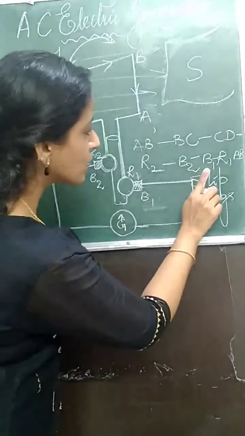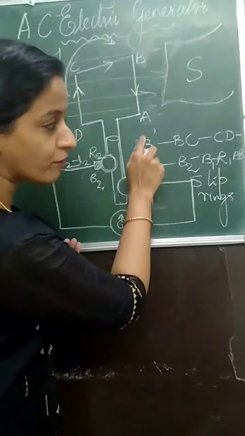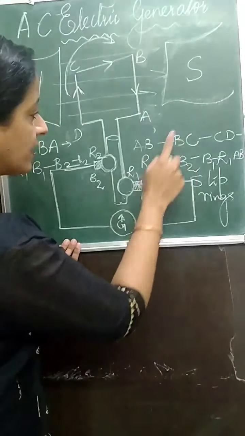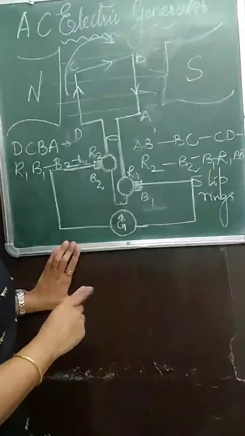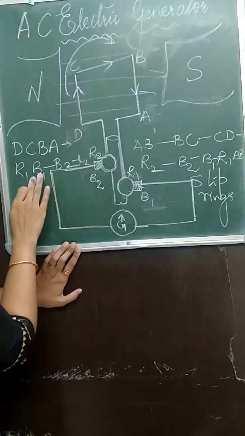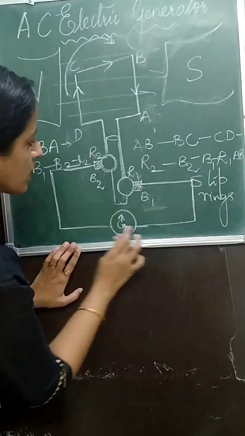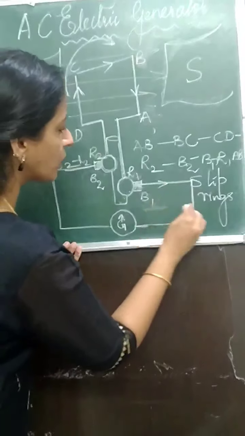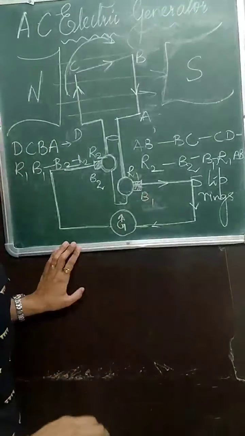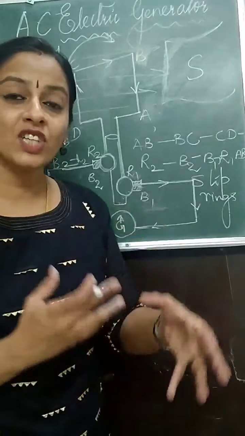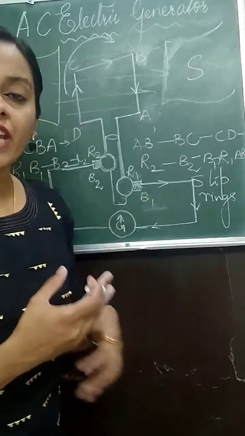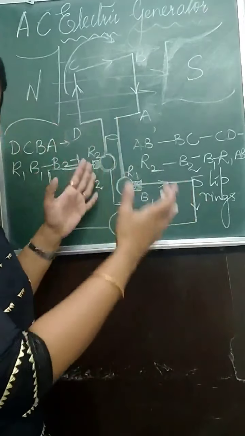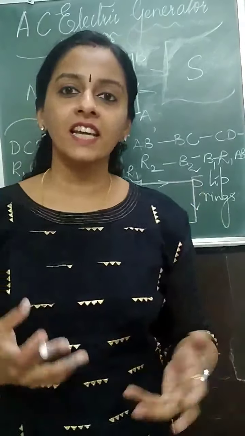Understood? In the first rotation it was in the direction of ABCD, and the direction of induced current was from B2 to B1. After half a rotation, it is from B1 to B2. As you can see, from B1 to B2 the current will be induced. So in this way, the direction of current is alternating or changing after every half rotation. So this is the construction of AC generator.